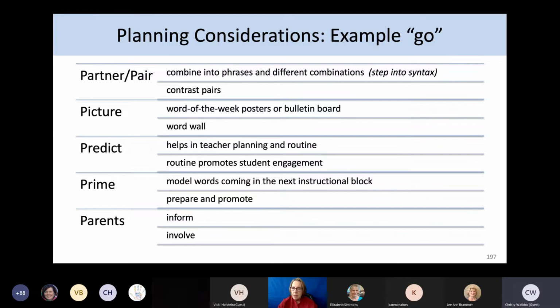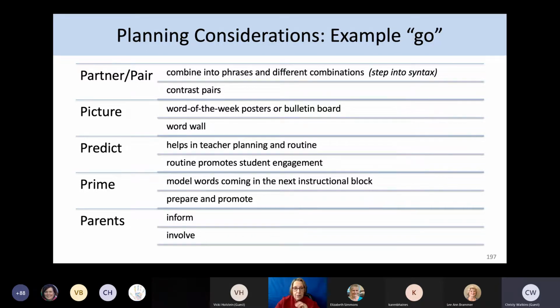Students know what to expect. And you'll see as we go through that how that helped them. Then we wanted to do some priming, where we would start modeling the words that would come in the next instructional block and start with letting the people know what's coming up, and then always informing the parents and doing whatever we could to keep the parents involved.